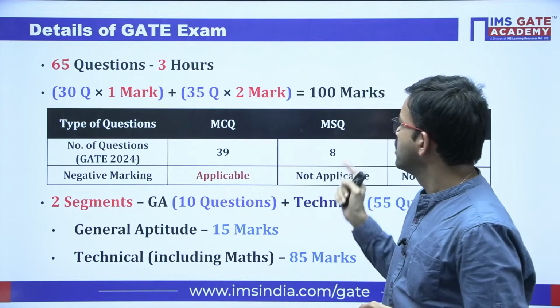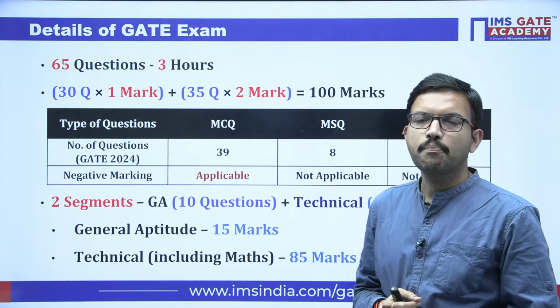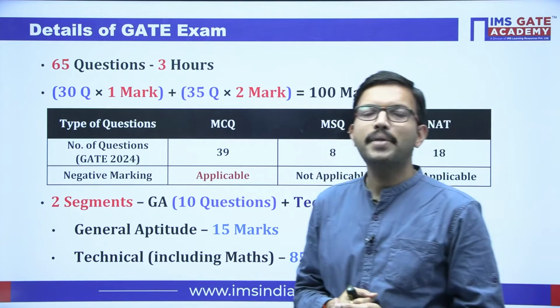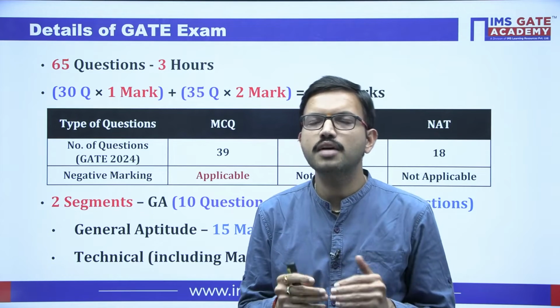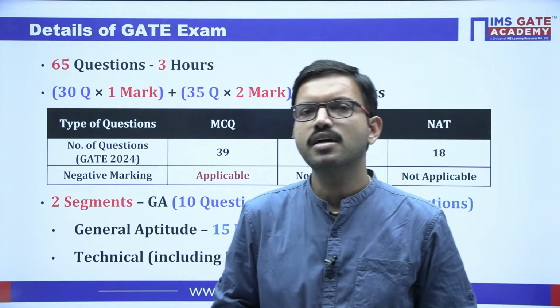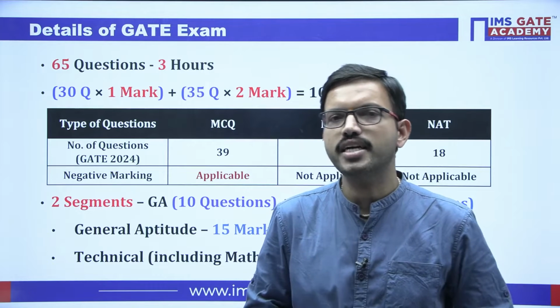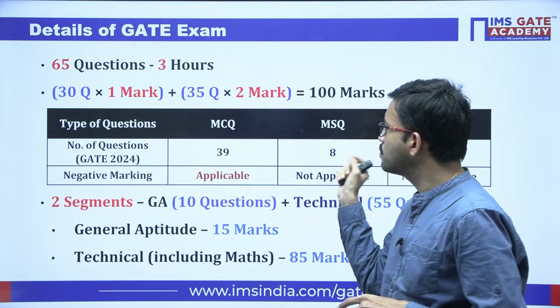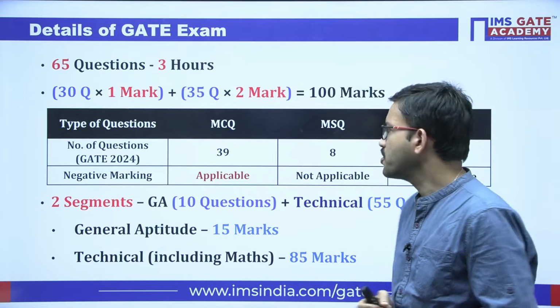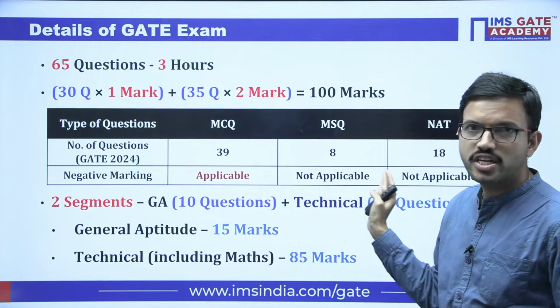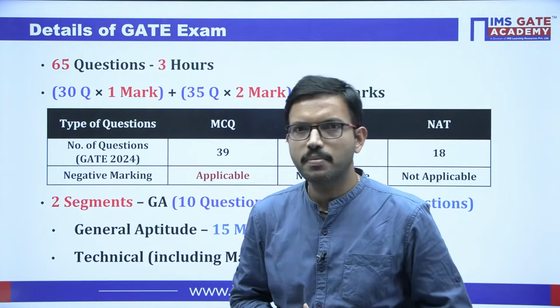Similarly, for MSQ, just like MCQ, you will have 4 options, but here either one option or more than one option can be correct. Whatever the number of correct options, you have to choose all of them, and only then will you get the marks assigned for that question. For MSQ there is no negative marking, and there is no partial marking either.